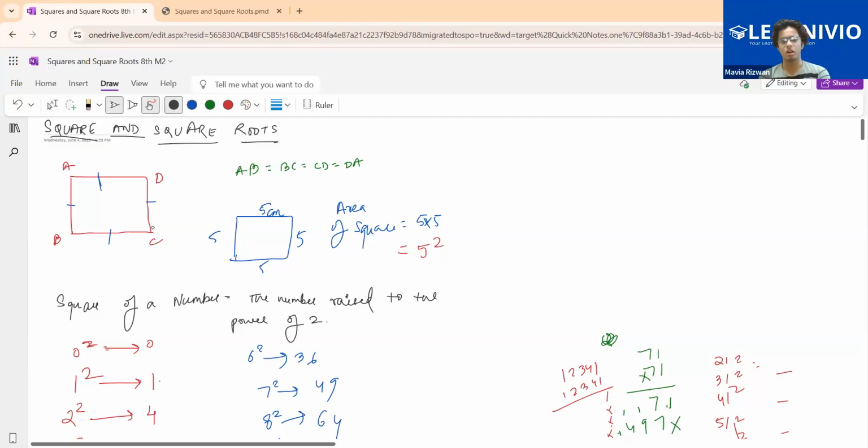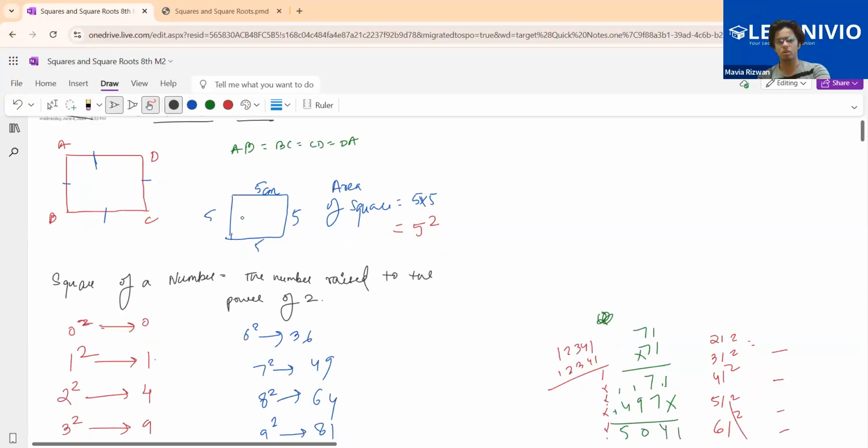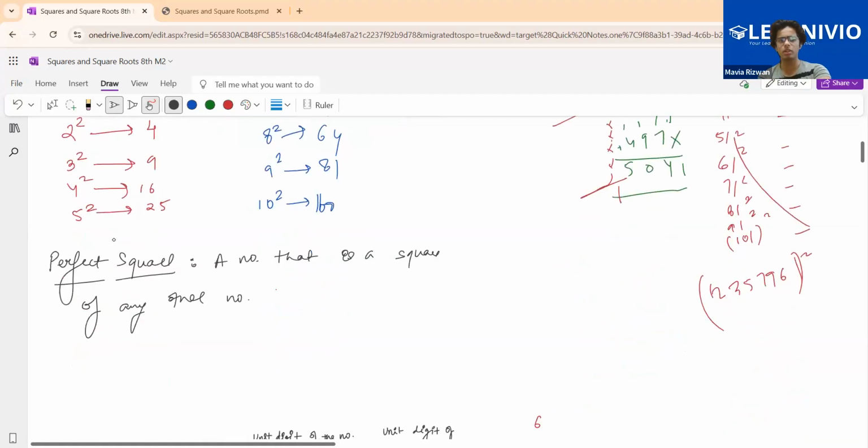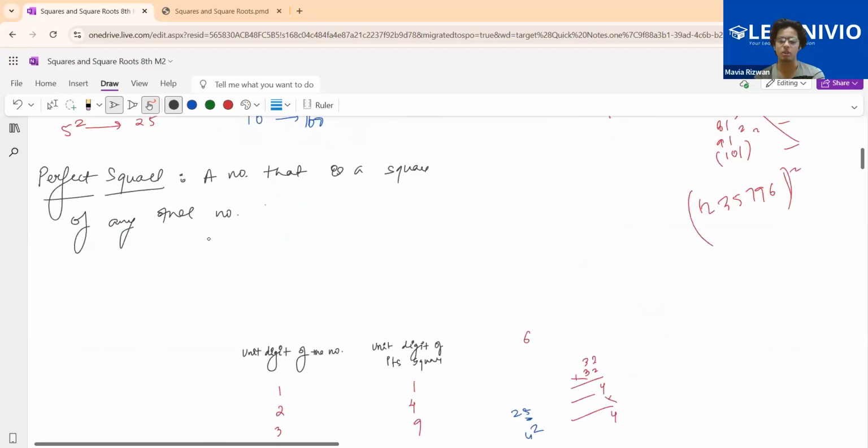Now, in this chapter we started squares and square roots. First of all, I told you that a square is any number raised to the power of 2. So 0 square was 0, 1 square was 1. I told you all of this. Then I told you what a perfect square is. A perfect square is a number that is the square of another number. Suppose 36: 36 is a perfect square as it is the square of 6. But 46 is not a perfect square, as 46 is not the square of any whole number or any integer.